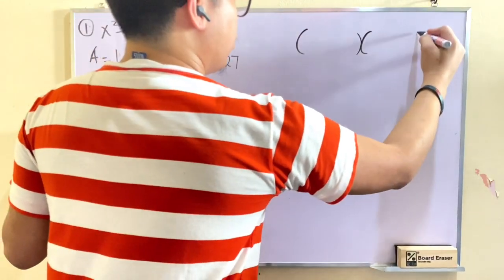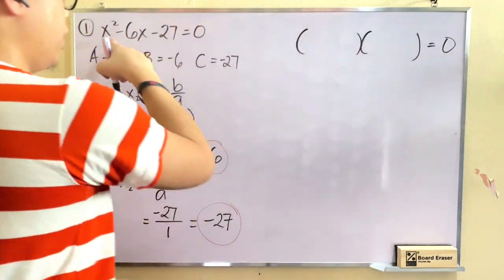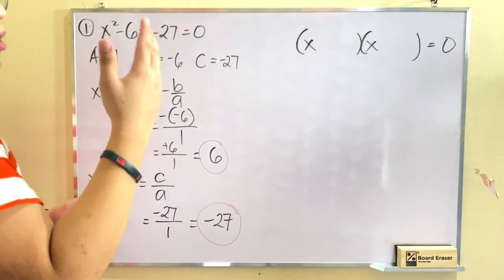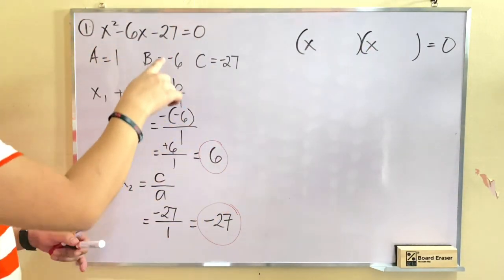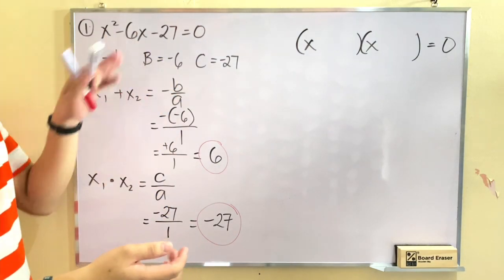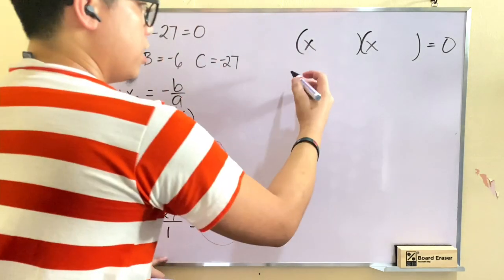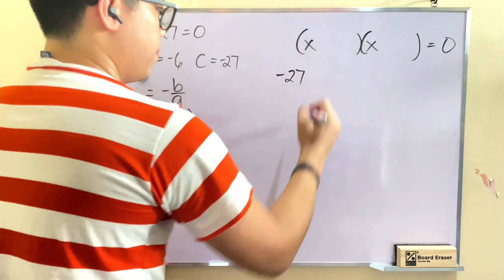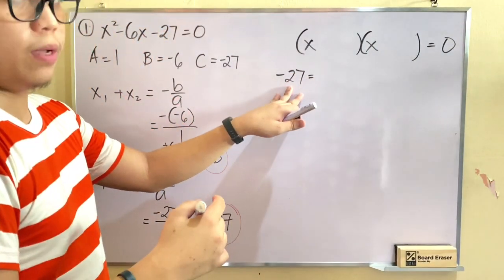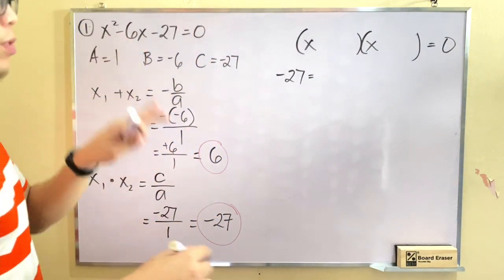Okay? So, meron tayong 2 binomial equated to 0. Then, x squared will be x and x. Next, find a number. When multiplied, we'll have an answer of negative 27. Tapos, kapag pinag-plus, meron tayong negative 6. Ano ang numbers kapag minultiply, equivalent to negative 27, and kapag pinag-plus, equivalent to negative 6?